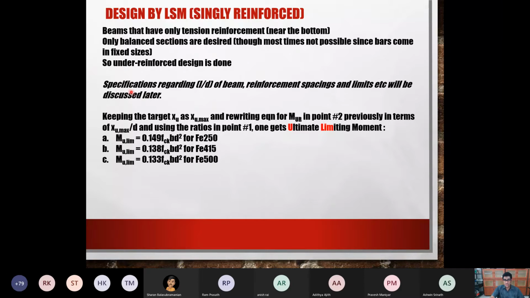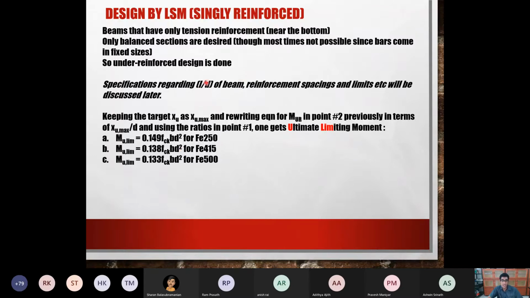So, specifications regarding length by depth of the beam and reinforcements. There are many specifications related to how to actually dimension your beam and how to arrange your reinforcement. These specifications are there in the code book. They will be discussed a bit later.